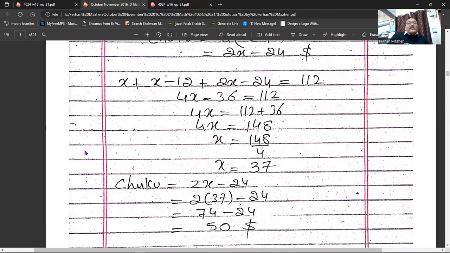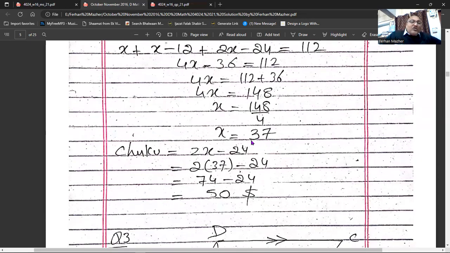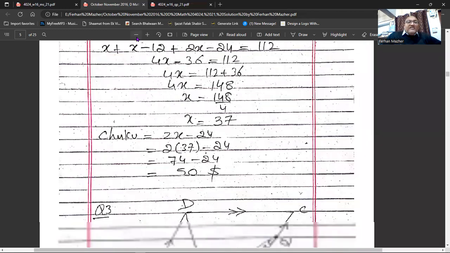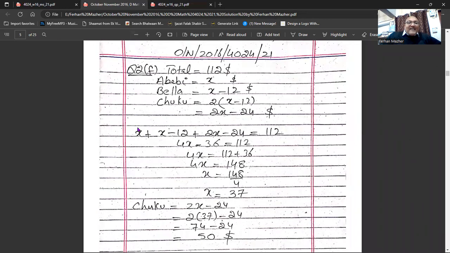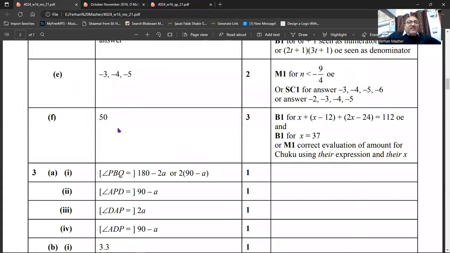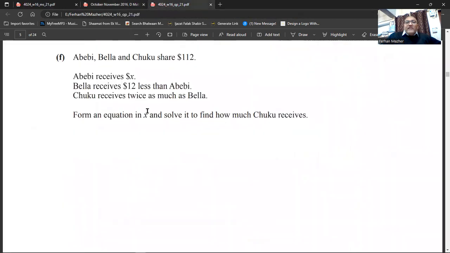Their question was how much money Mr. C got. So Mr. C will have 2X minus 24, and I know the X value is 37. In place of X, I will substitute 37. So you get 74 minus 24, and that will be $50. So that means Mr. C, Chuku, will get $50. So my dear students, the answer is right. We are done with question number 2. This is the 2F part solution showing up on your screen.